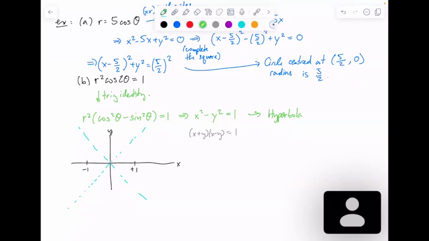What you end up with is a hyperbola that looks like this. So this is your hyperbola, and in these directions they go off and get very, very close to this slanted line here but never touch it, and the same thing in this direction. So that's what a hyperbola is.